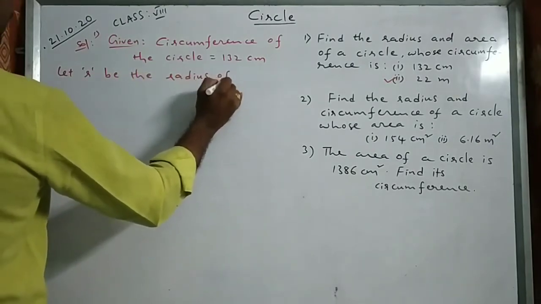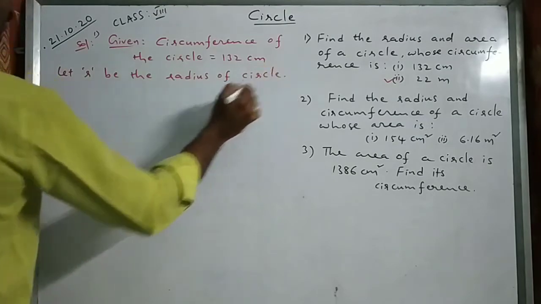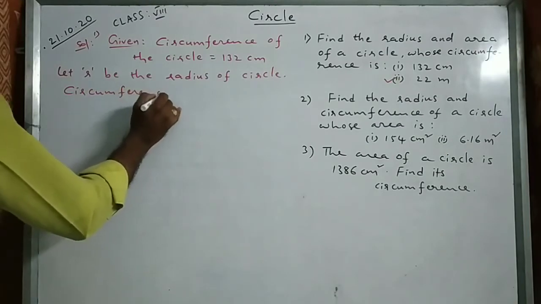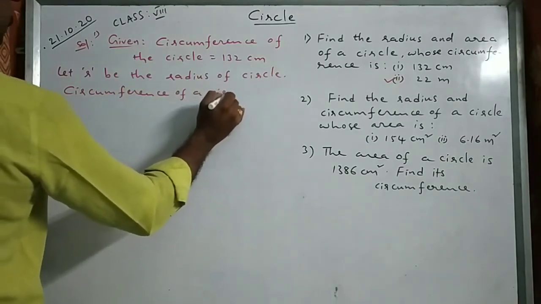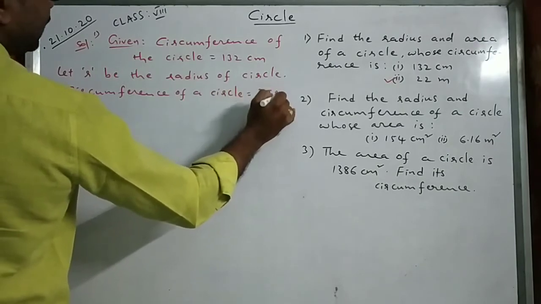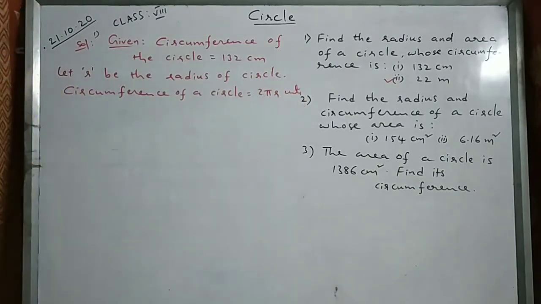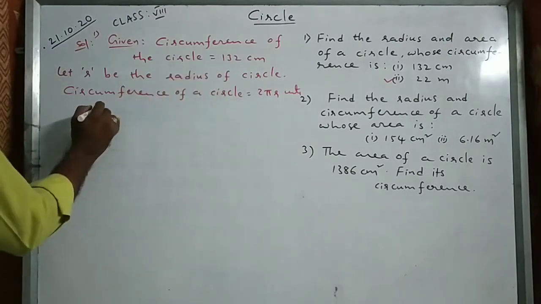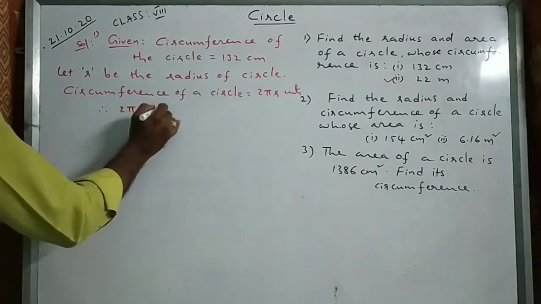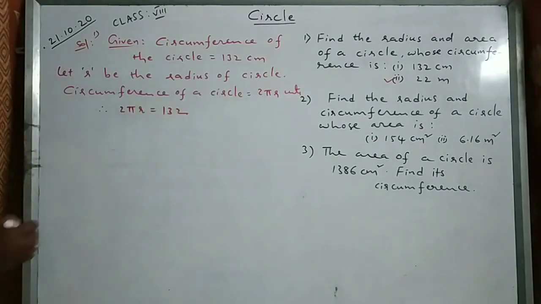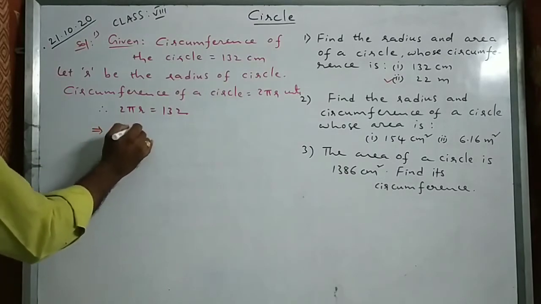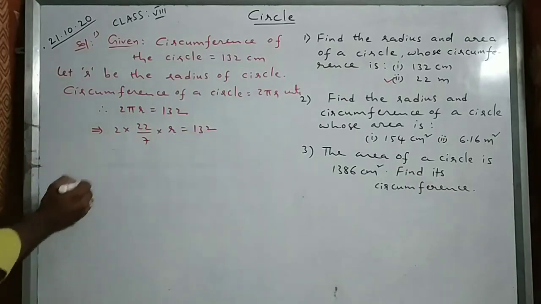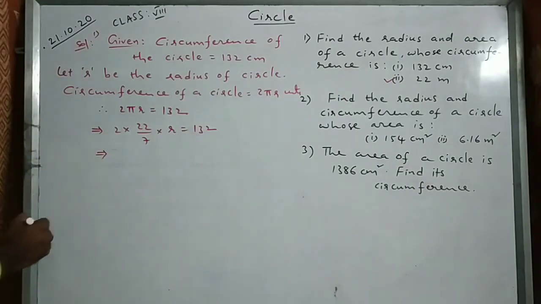Let r be the radius of the circle. Then what is the circumference of the circle? Circumference of a circle equals 2 pi r units. You remember? What is the circumference of the circle when radius is given? 2 pi r. So we are given that 2 pi r value: 2 pi r equal to 132. 2 into pi means 22 by 7. r we do not know. From this I can find the r value.